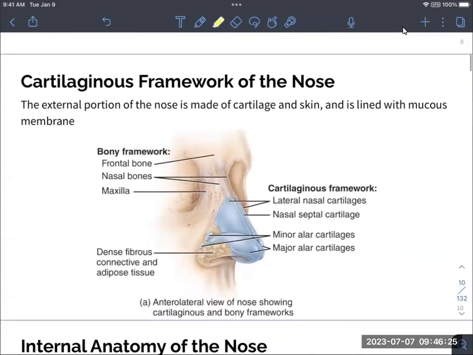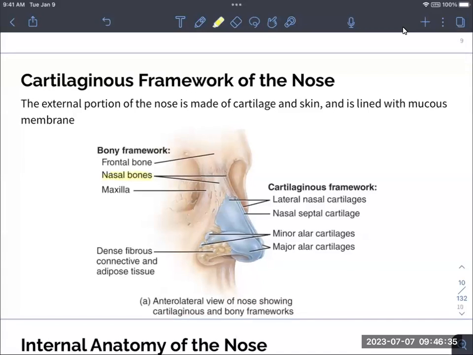So here we can see some of these different portions of our nose. As I mentioned, that nasal bone, that's at the very top part of your nose. We have this whole cartilaginous framework that makes up the rest of our nose. We have that nasal septal cartilage, that lateral nasal cartilage. We have the alar cartilages that make up most of that opening to your nose.